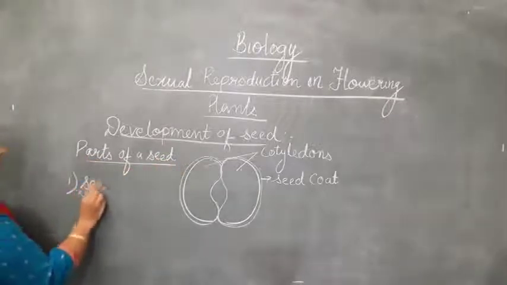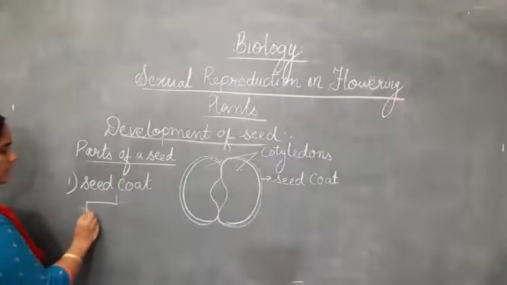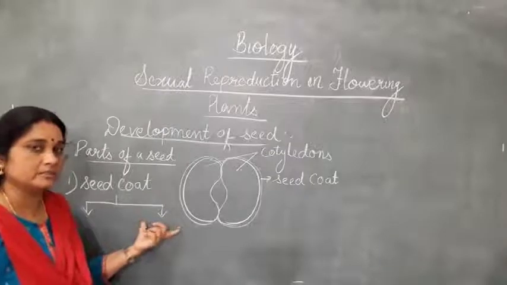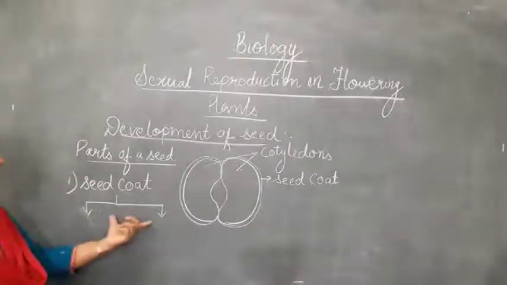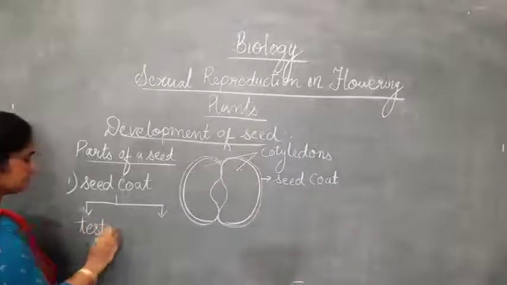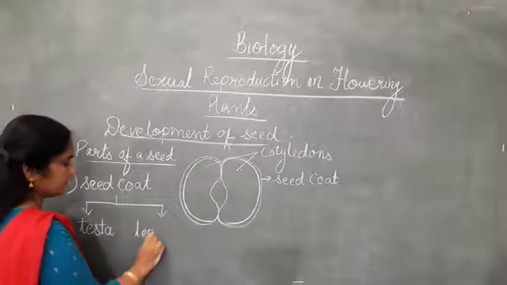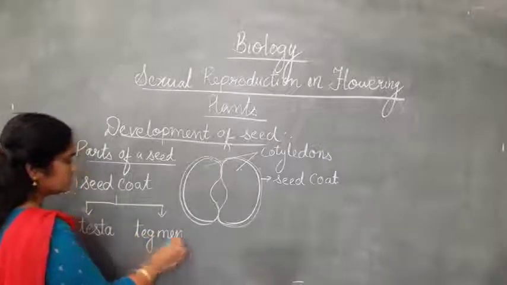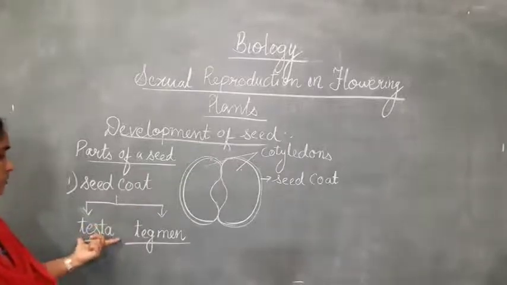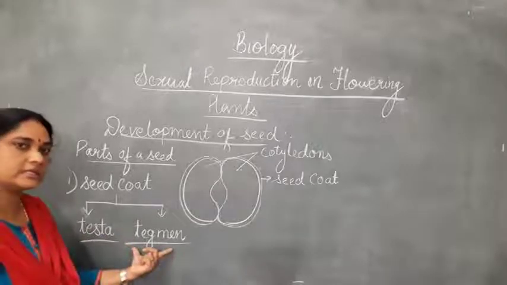First, the seed is made up of an outer covering known as the seed coat. The seed coat can again be classified into two parts, either one in number or two in number. The outer layer of the seed coat is known as testa, and the inner layer of the seed coat, the inner integument, is known as tegmen.